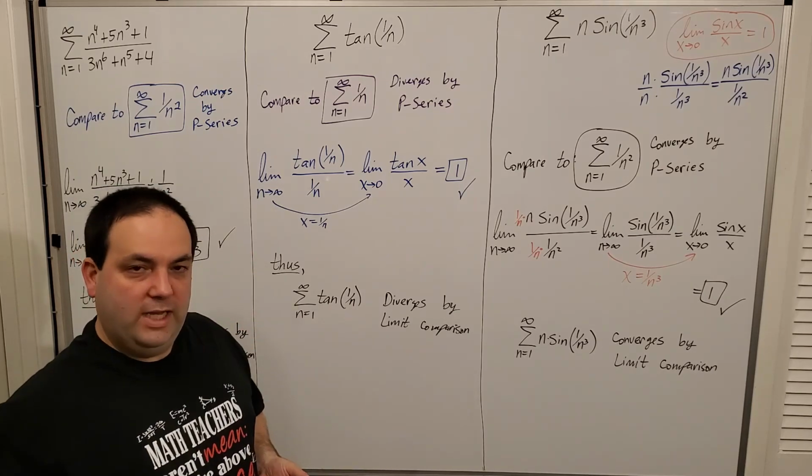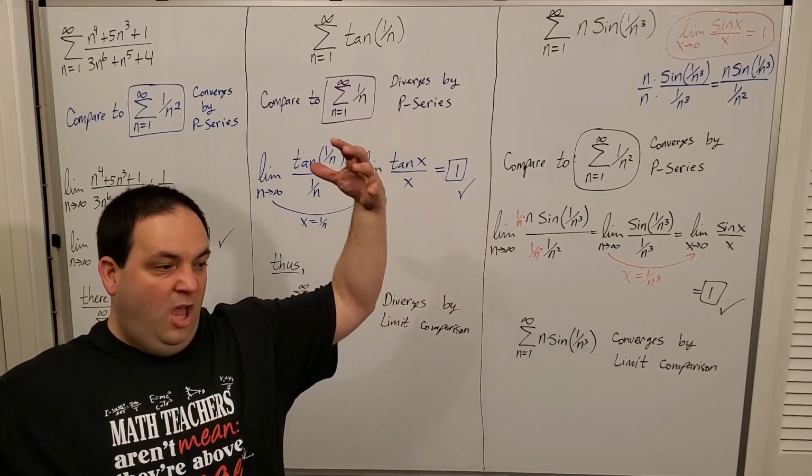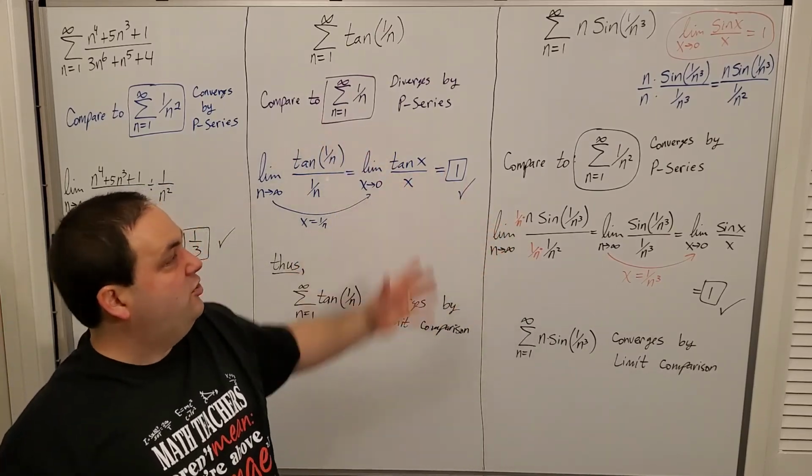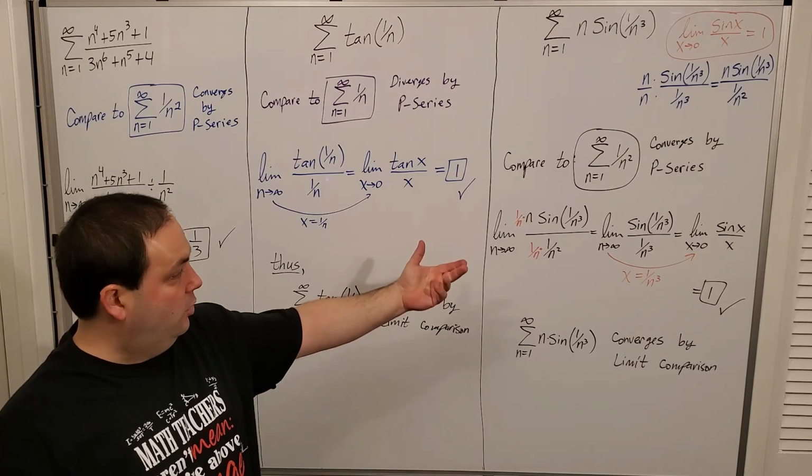We have ratio and root tests for those, okay? But this is a huge step into the broader world of, hey, there's a bunch of series out there that we could just compare to simple ones, and we'll know right away if they converge or diverge just with a quick limit or with a quick inequality, okay?